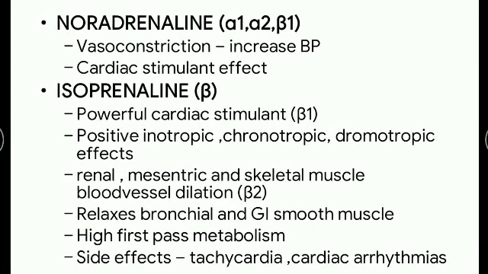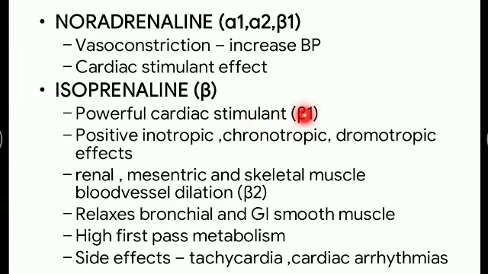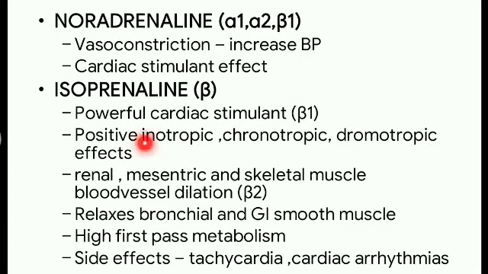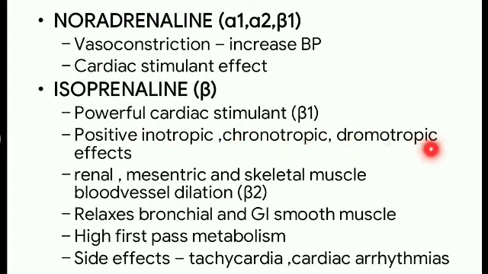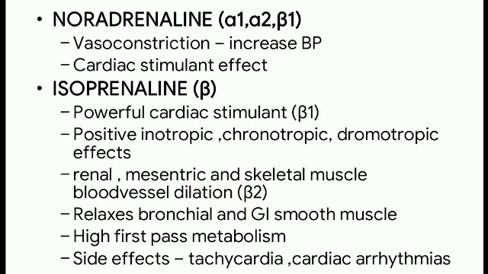Next drug is isoprenaline. It is a beta agonist, acts on beta 1 and beta 2. It is a powerful cardiac stimulant. Beta 1 receptor is only the heart receptor, and it has positive inotropic, chronotropic and dromotropic effects. And in the renal, mesenteric and skeletal muscle, blood vessels are dilated because of beta 2 action.